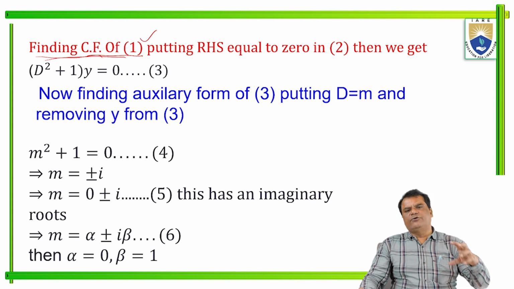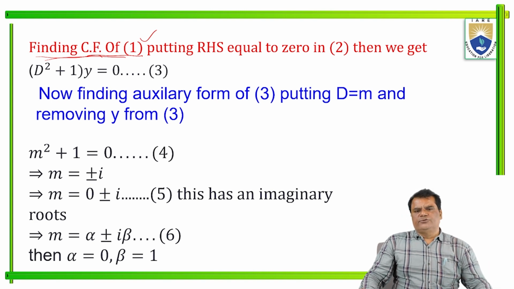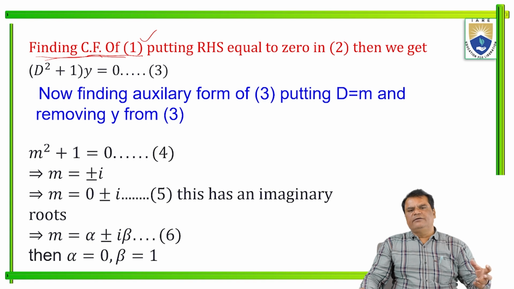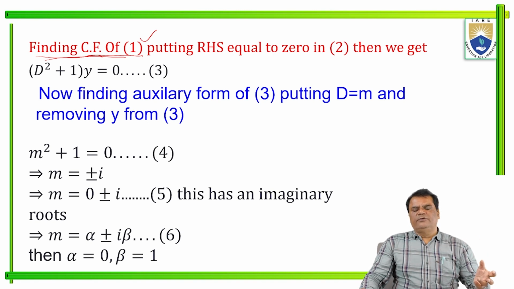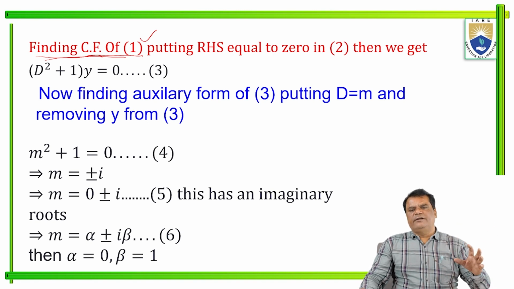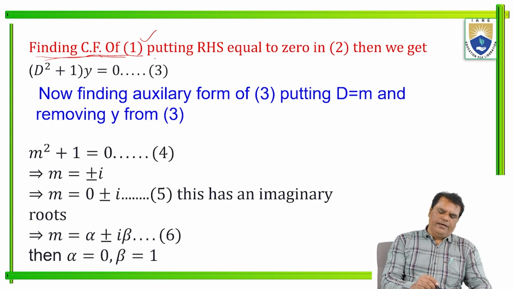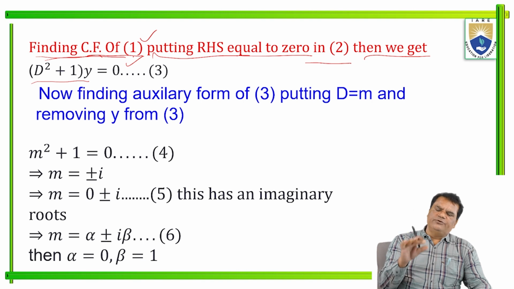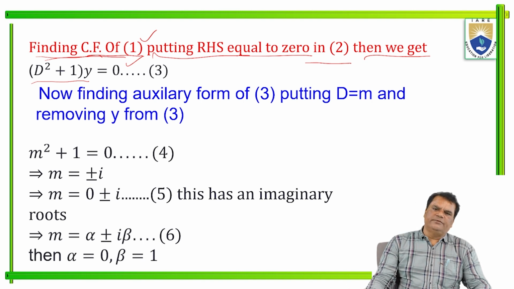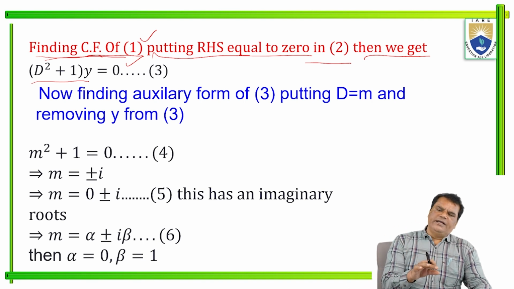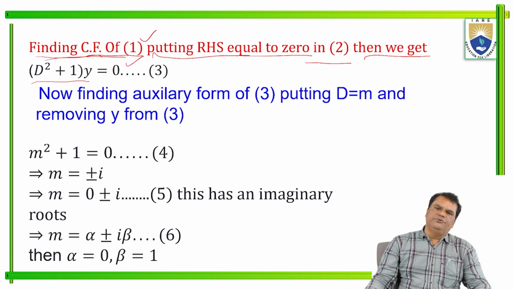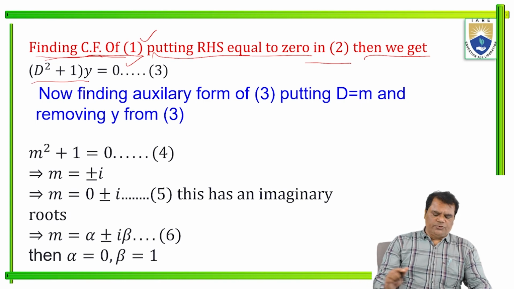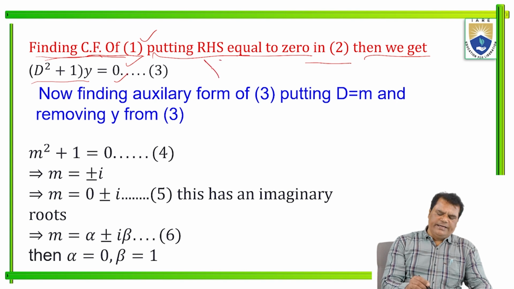First of all, we find the complementary function. To find the complementary function of the given problem, we put the right hand side equal to 0 in equation 2. Then we get D square plus 1 into y equals 0. When we find the complementary function, the right hand side must be equal to 0.